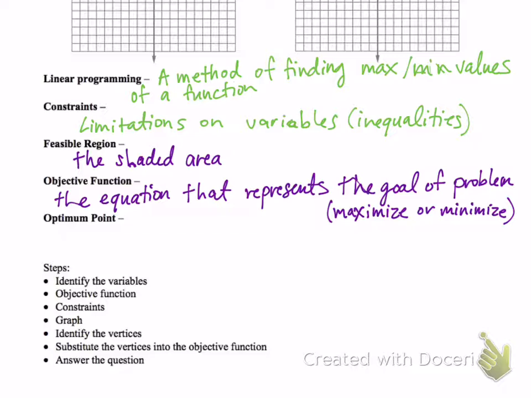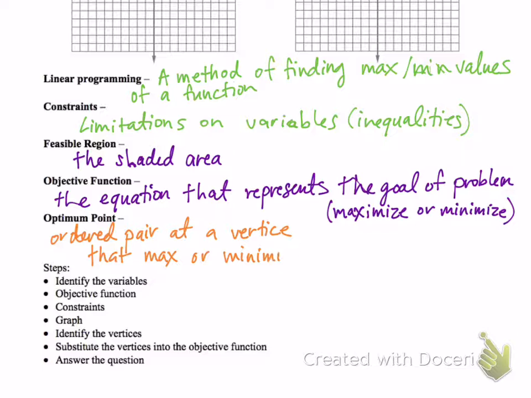And then the last thing is your optimum point. So that's kind of the answer that you're looking for. So it's an ordered pair at a vertice. Little geometry coming back. What's a vertice? Like a point. It's an ordered pair at a vertice that maximizes or minimizes the function.